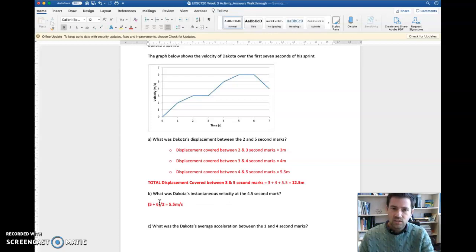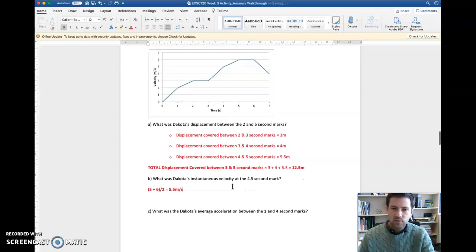I've got a little calculation here if you want to look at instantaneous velocity, but you can just really read it off the graph. What was Dakota's average acceleration between the 1 and the 4 second mark? So acceleration is change in velocity divided by change in time. Now we have velocities on this graph and we have time, so we simply input those into our calculation. So the change in velocity between the 1 and 4 second mark is the difference between 5 and 2, and the change in time is the difference between 4 and 1, and so the acceleration is just 1 meter per second squared.